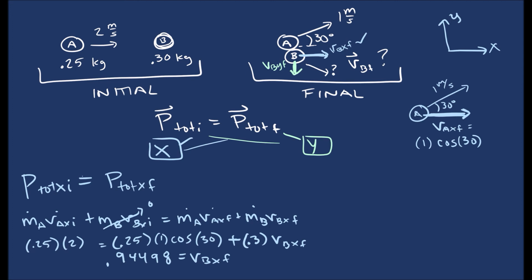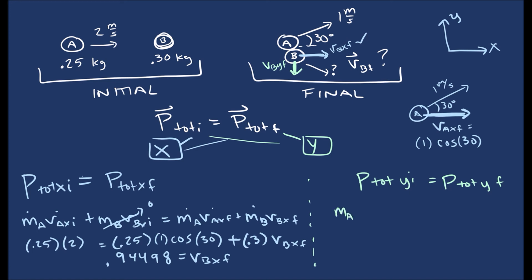Hopefully setting up our momentum equation in the y direction is going to help us solve for the y. Well, I know it will, but let's be hopeful too. Okay, so we have p total in the y initial equals p total in the y final. Our full equation looks very similar to our initial one. I'll draw a line here so we can distinguish between the two sides.